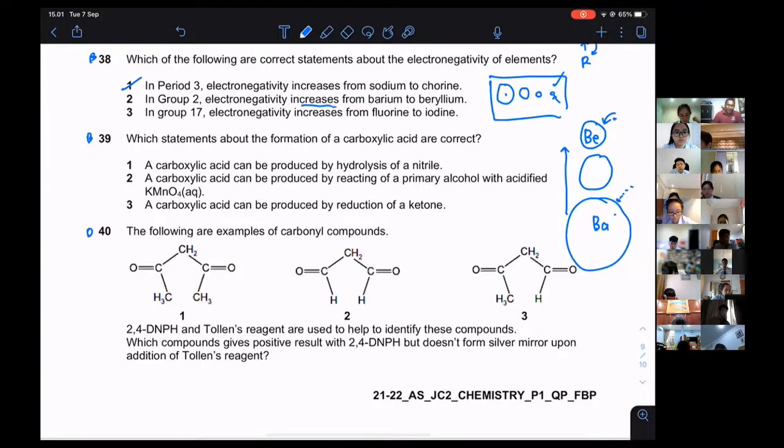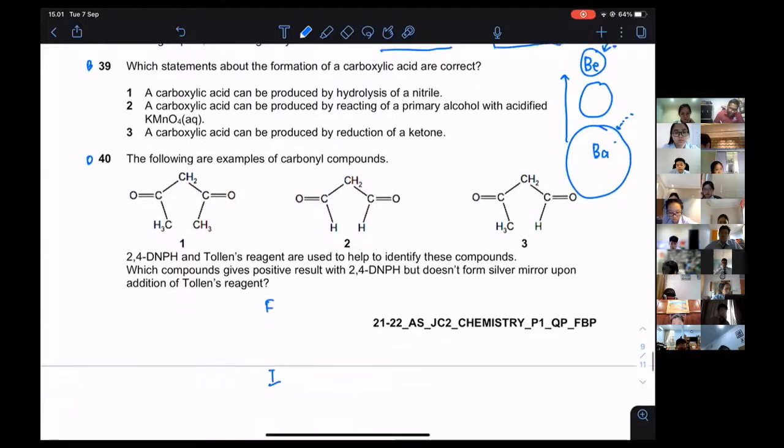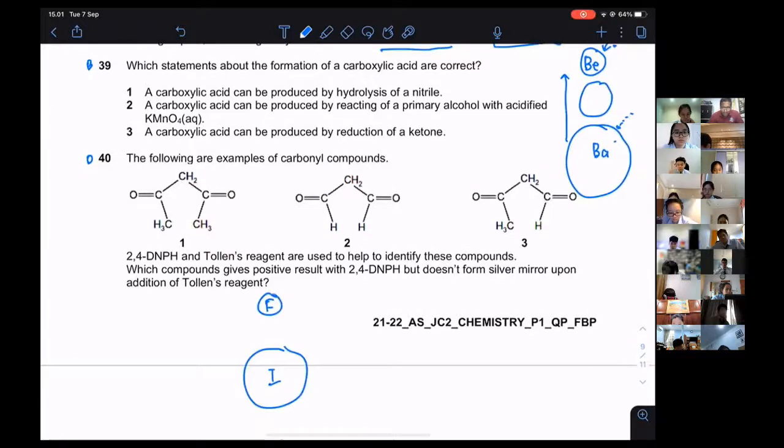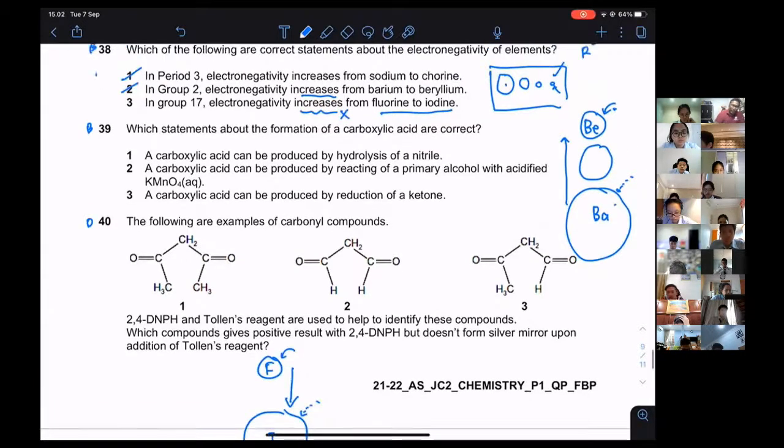In group 17, same, fluorine to iodine. Fluorine is here, iodine is at the bottom. So this is bigger, this is smaller, and it is much easier to attract here, not so good over here. They are telling from fluorine to iodine, so you can see electronegativity decreases, but they put increases, which is wrong. Therefore the answer is 1 and 2 only.